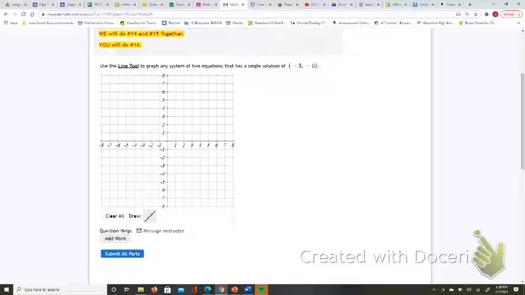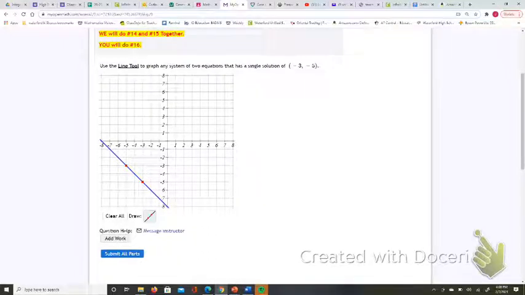Use the line tool to graph any system of two equations that has a single solution of -3, -5. Okay, so the first thing that we want to do is we want to go to the point that is the solution. So we're going to go to -3, -5, which is right there. Okay, now we just need to make a line, any line that we want. So I'm going to do that one.